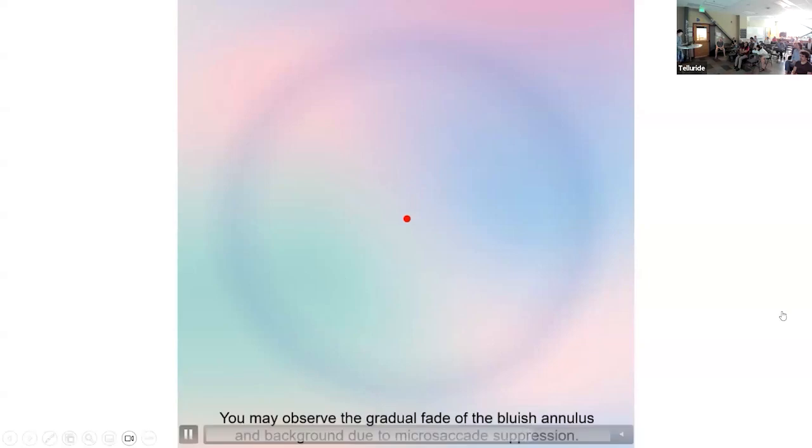We're supposed to fix our gaze on the red spot. After seconds, the bluish circle and the colorful background will just take away. That's because when we fix our gaze on the red spot, our microsaccades are suppressed. By the way, if the red spot is moving, you will see the perceptual fade is eliminated because of microsaccades. So let's demonstrate.